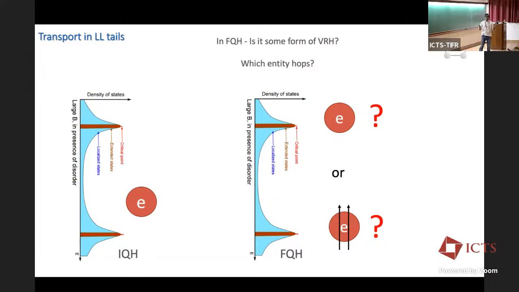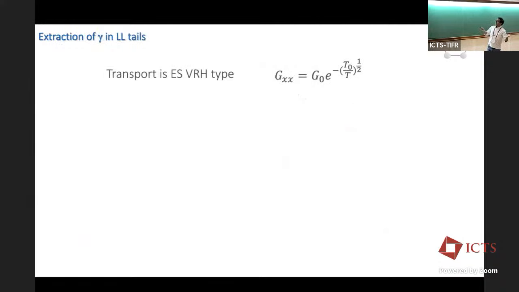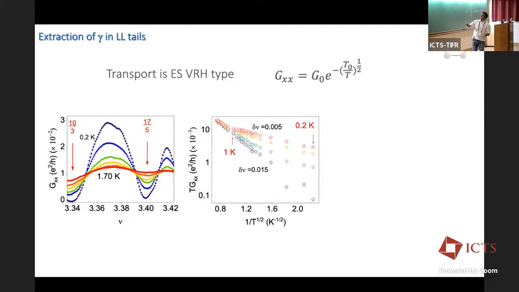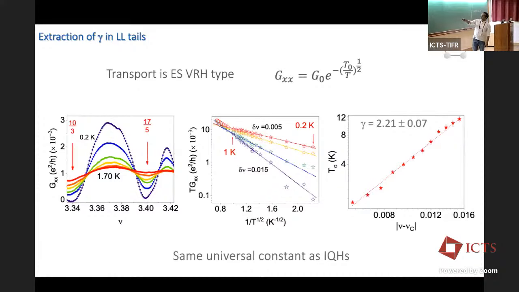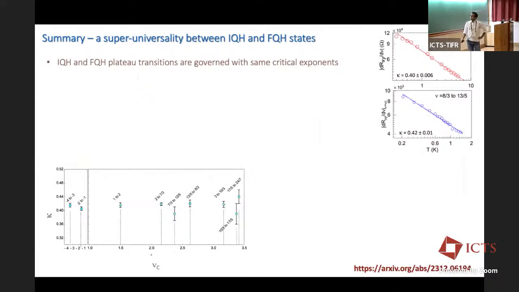So this is the question we start to ask ourselves. While we don't know what is hopping, we assume that there is something, because the data shows that there is some kind of hopping transport. So we assume that the transport is of the Efros-Shklovskii variable range hopping type. I do not know what is hopping, but something is hopping. I take the data and fit the slopes, and I get gamma to be 2.21. The prediction is 2.23. This is the same as for the integers. And from the ratio of gamma and kappa, I get the dynamical critical exponent to be 1, as it is theoretically predicted. Okay, I am over time, but let me summarize.